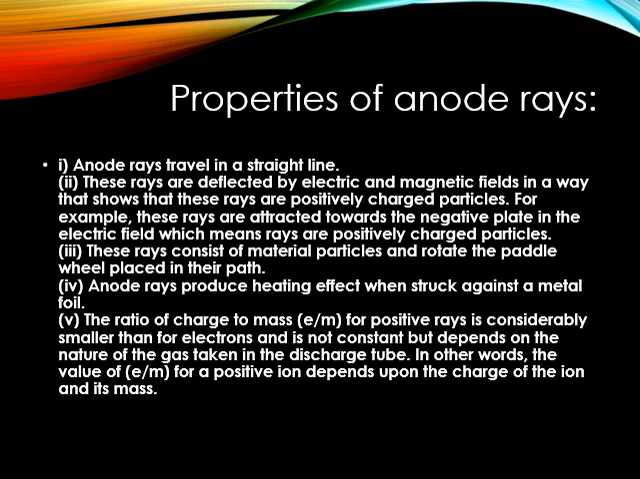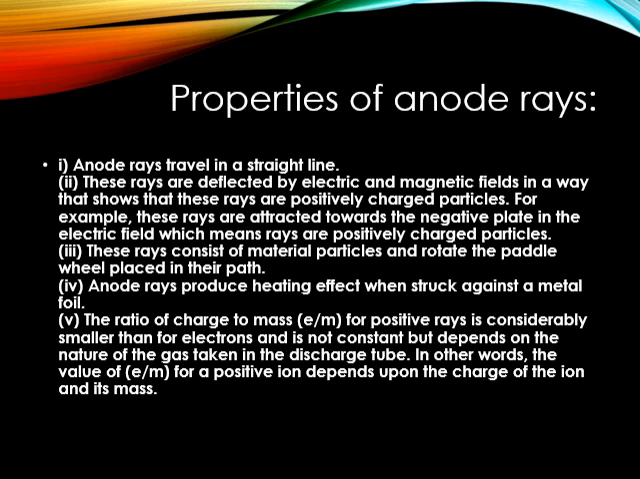Anode rays travel in a straight line, just like the cathode rays. These rays are deflected by electric and magnetic fields. If you perform the same experiment we did for the electrons, they will also be deflected in the electric and magnetic field. In the electric field they will be deflected towards the negative pole, and the same in the magnetic field. This shows that these rays are positively charged particles, attracted towards the negative plate of the electric field, which confirms that these particles are positively charged. And third point is, these rays consist of material particles.